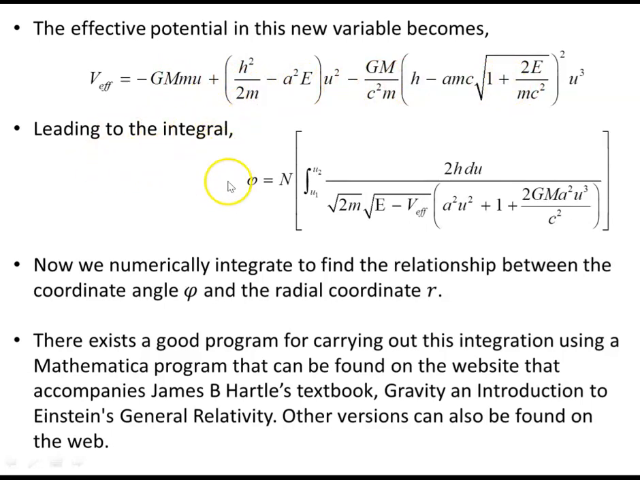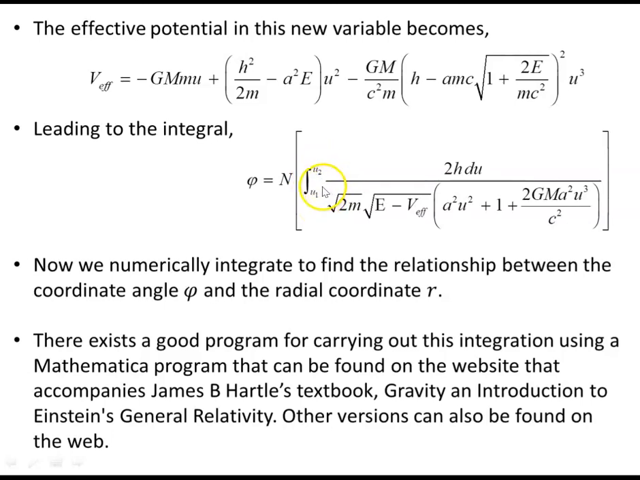Now this leads to the numerical integral of this object here from some u1 to u2. Remember, u1 is 1 over r1, where r1 is some distance out, and u2 is 1 over r2.